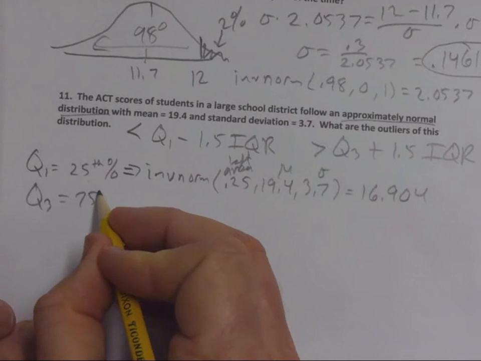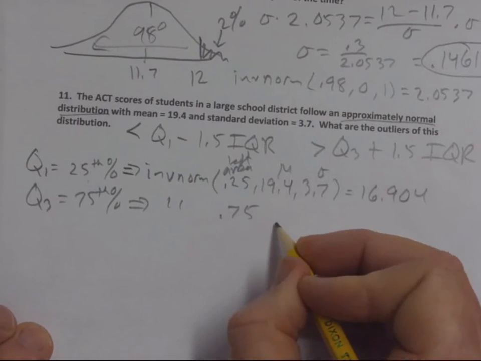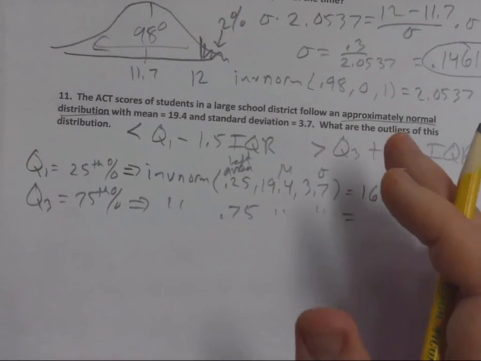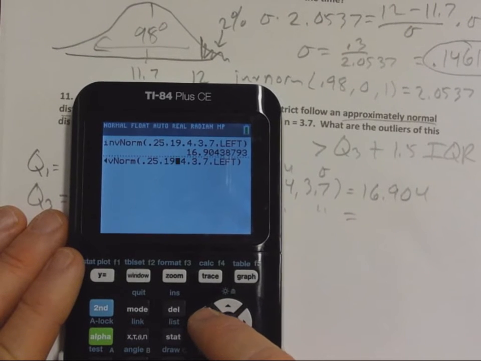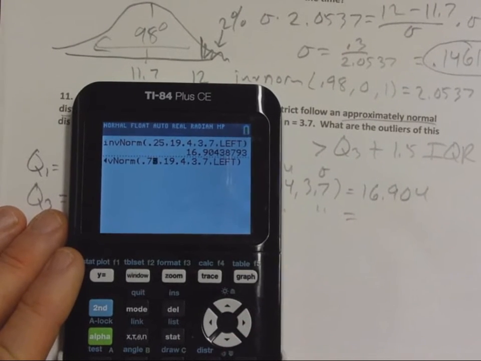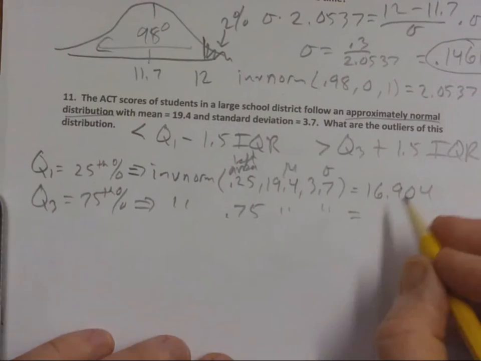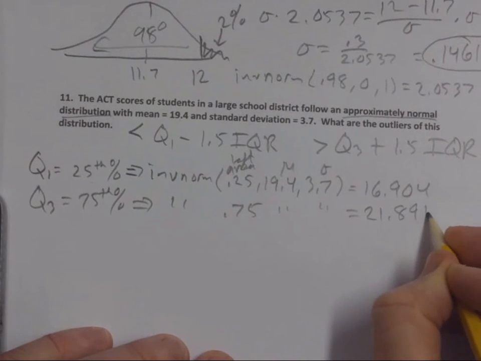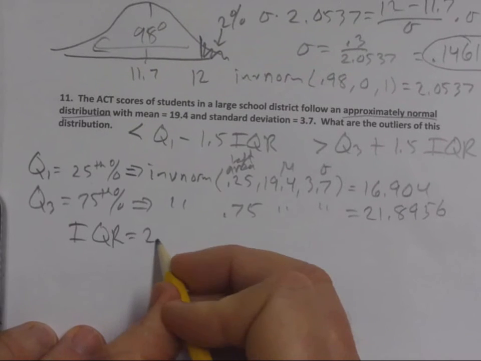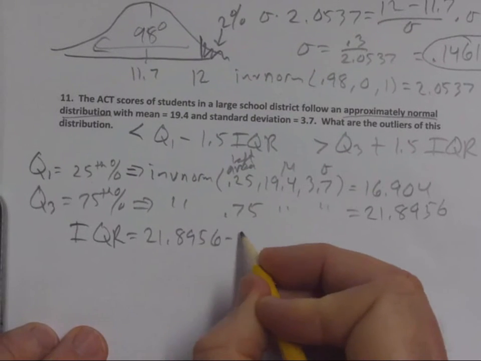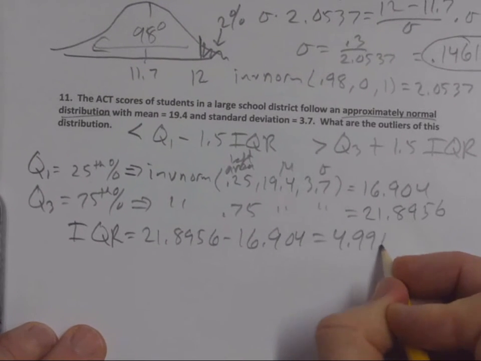And then what is Q3? Q3 is the 75th percentile. And so that is inverse normal 0.75, like that. If we just go up here, hit enter, change this to 0.75, and hit enter, there's Q3, 21.8956. Therefore, the IQR, the interquartile range, is that minus that, 21.8956 minus 16.904, and that in fact is about 4.991, I do believe.